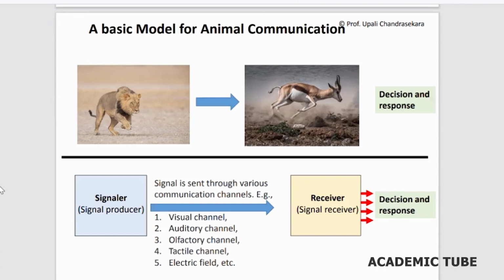So you learned about the visual channel, the visual communication, the auditory communication, and the olfactory communication in the previous lectures with lots of different examples. So today we are going to talk about the tactile communication and the electrochemical communication, right?